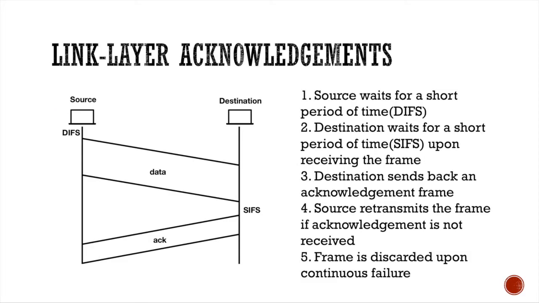Thus, the 802.11 MAC protocol uses link layer acknowledgements. When the destination receives a frame, it waits for a short period of time, the short interframe spacing SIFS, and sends back an acknowledged frame as shown to the left. If the transmitting station does not receive an acknowledged frame after a certain time, it retransmits the frame. And if after several tries, the acknowledged frame is still not received, the frame is discarded and the transmitting station gives up.